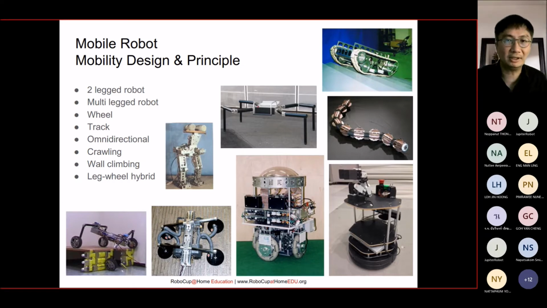And for mobile robots, as the name says, the important thing is mobility. Robots have various ways to move around. You can find legged robots, two-legged or multi-legged. You can find wheeled robots, with tracks, with omnidirectional wheels, and also some that do climbing, and so on.